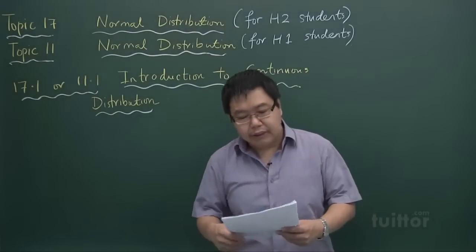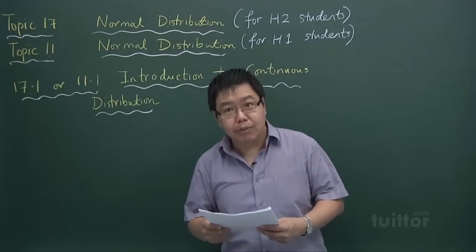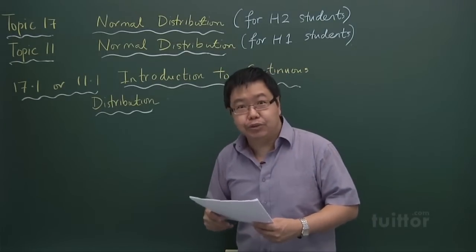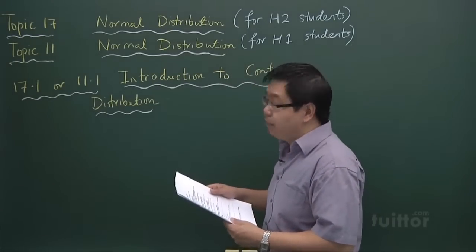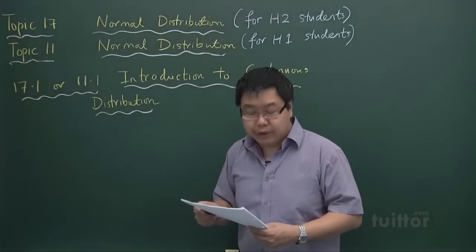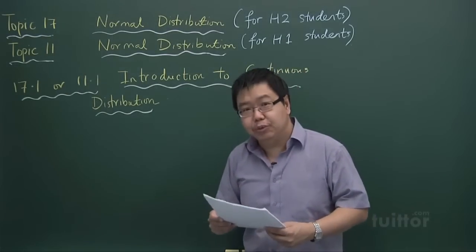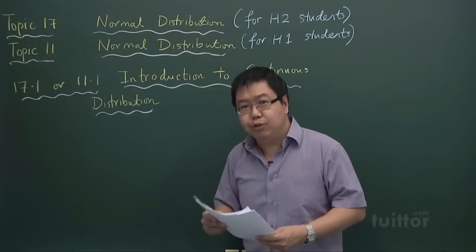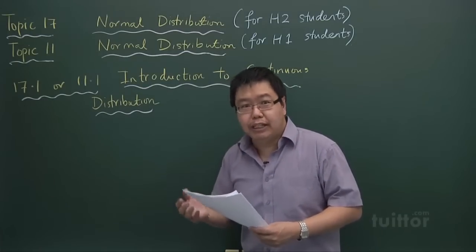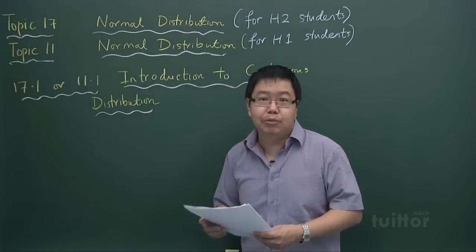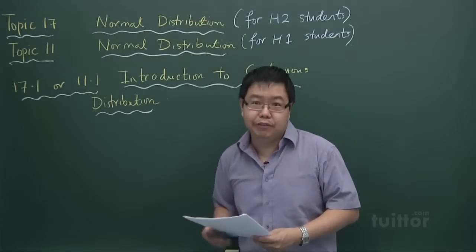Hi everyone, in this new chapter on normal distribution, it actually is under topic 17 for H2 students as well as actually topic 11 for H1 students. In this video clip on the introduction to continuous distribution, I'll be sharing with you a different type of distribution as compared to what you have learned previously. That is binomial distribution, which is a discrete random variable.